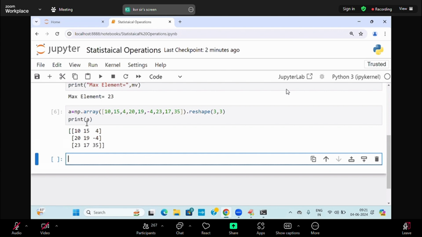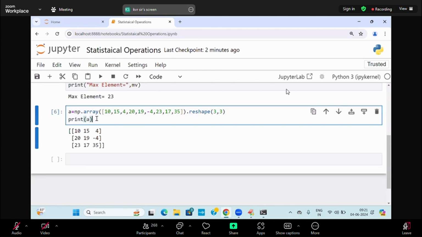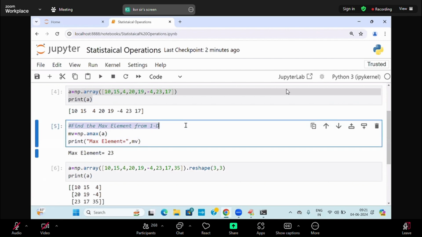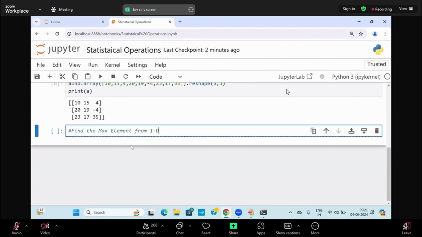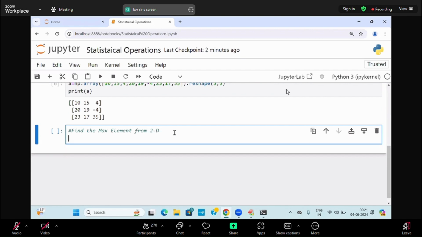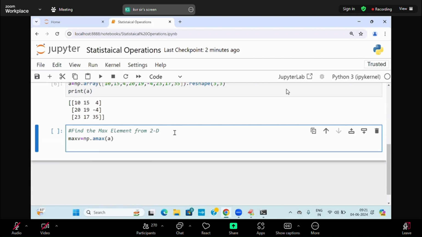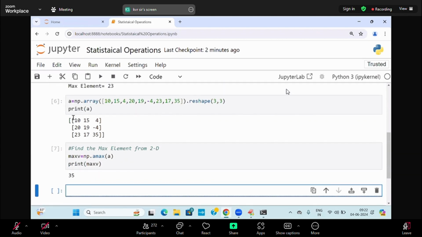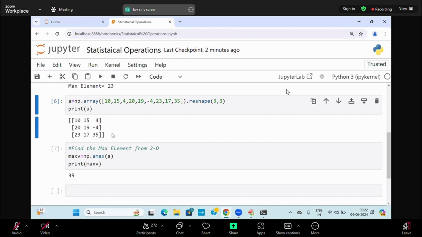Now I want to find the maximum element in this place. How do I find the max of that? So find max element of 2D. So maxv is equal to np.amax of a. Print of maxv. So you try to find out, the biggest element is 35 in this entire matrix.